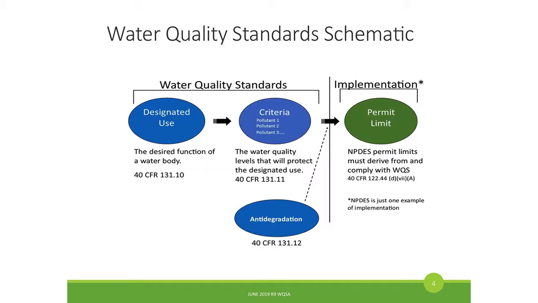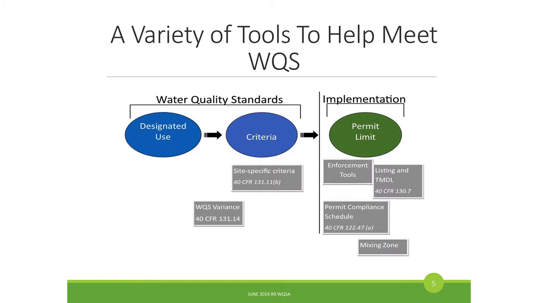You'll remember this water quality standards schematic showing the three core components of water quality standards on the left, and then one way to implement standards on the right-hand side. That's through NPDES permit limits. And so there's a variety of tools to help meet water quality standards. So we'll talk about some that are on the water quality standards side, so they're water quality standards-based tools, and then from the implementation side, some tools from there as well.